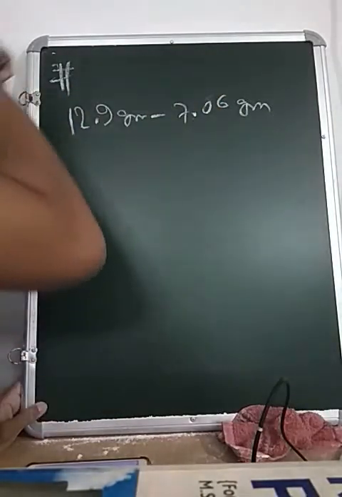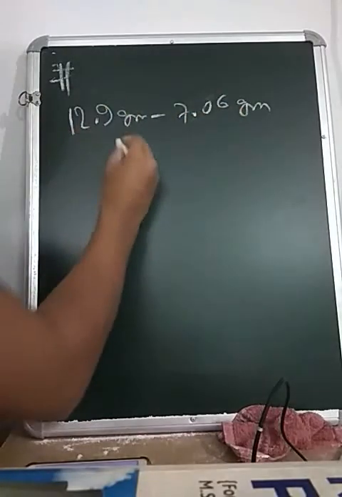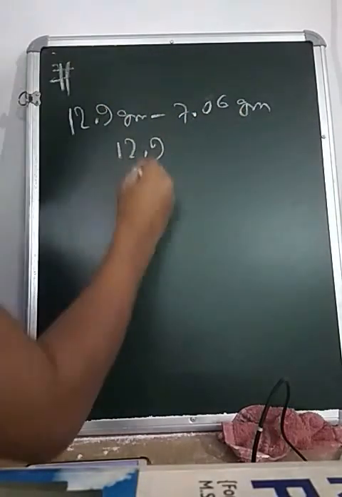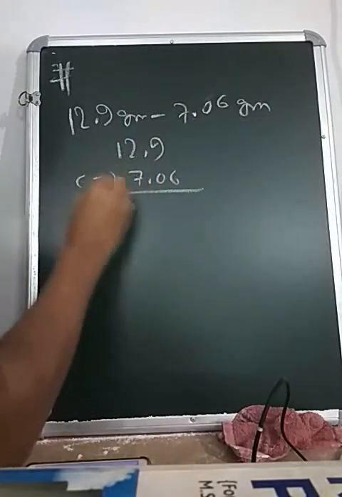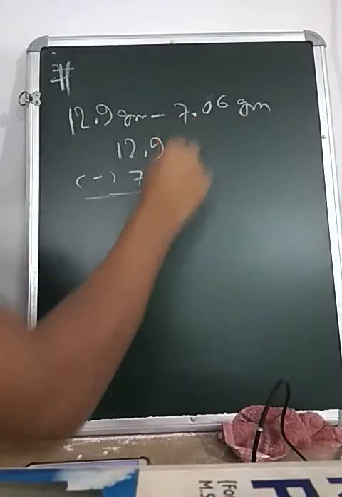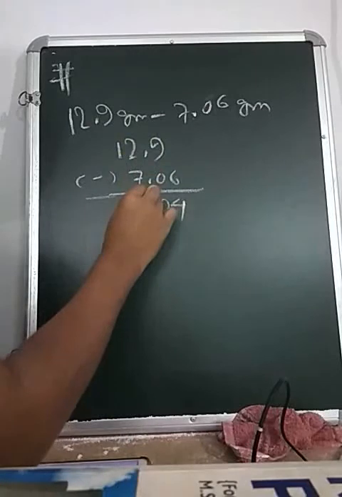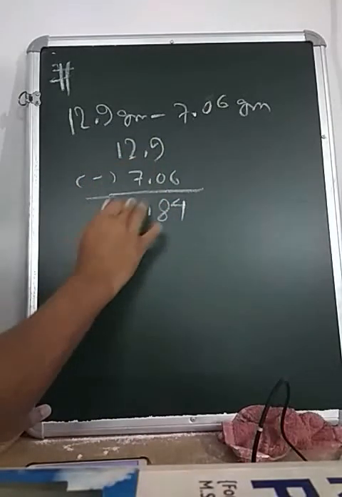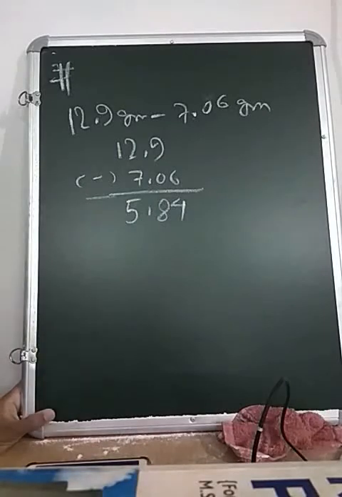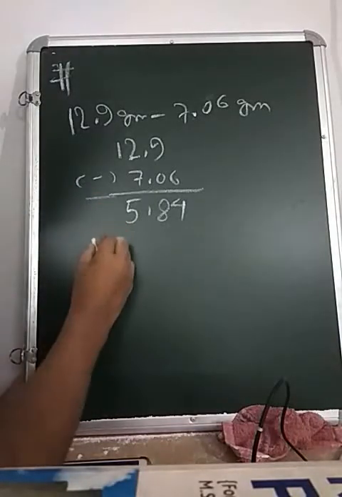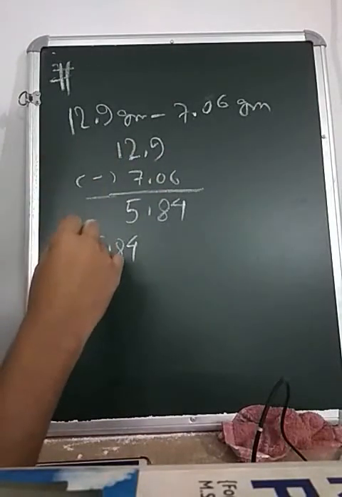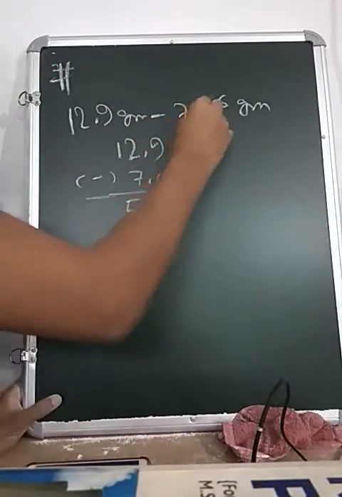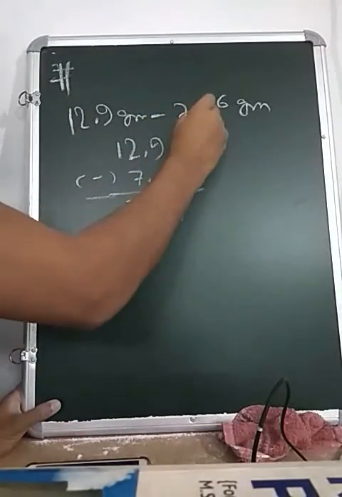These are two data we get from experiment. We have to subtract this much from this one. So what will be 12.9 minus 7.06? After subtraction, what will be the result? This will be 5.84.